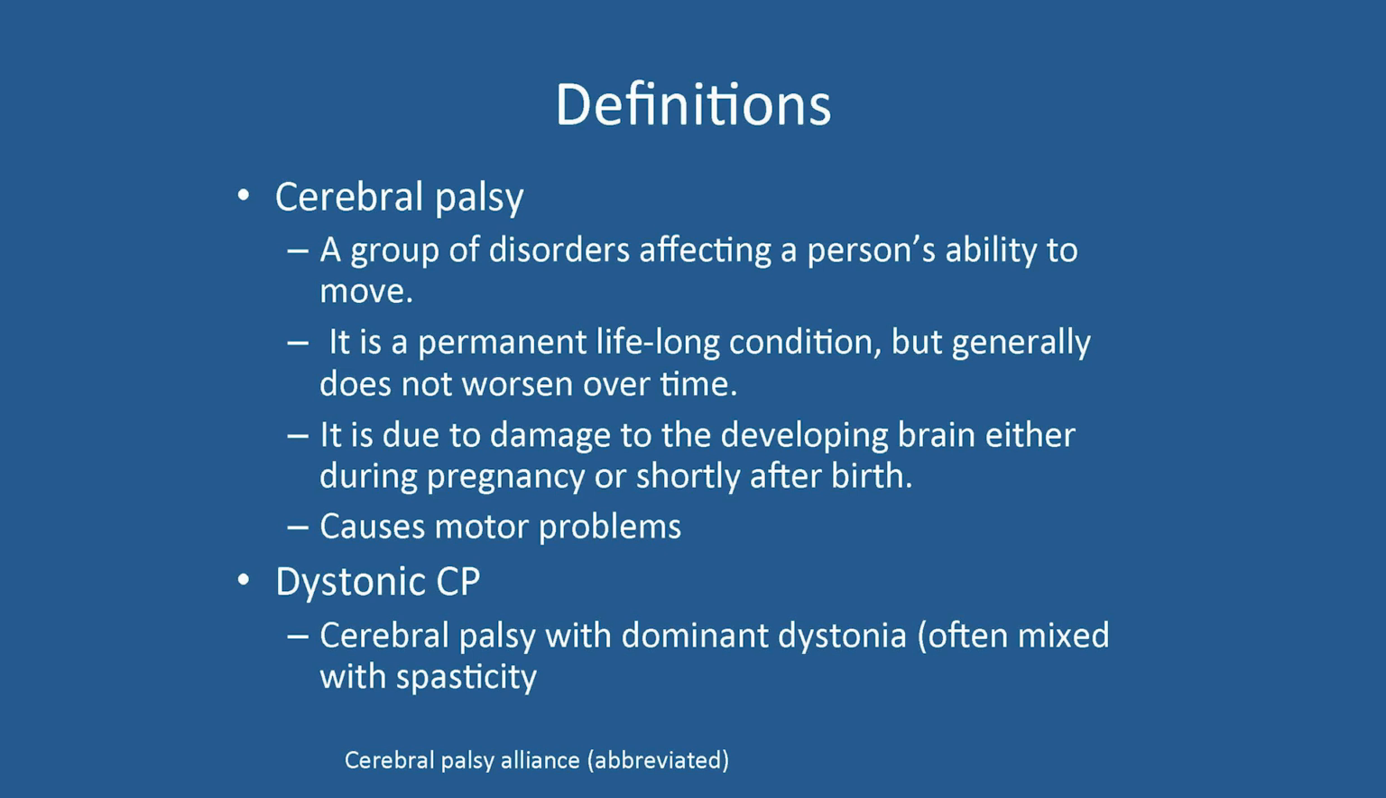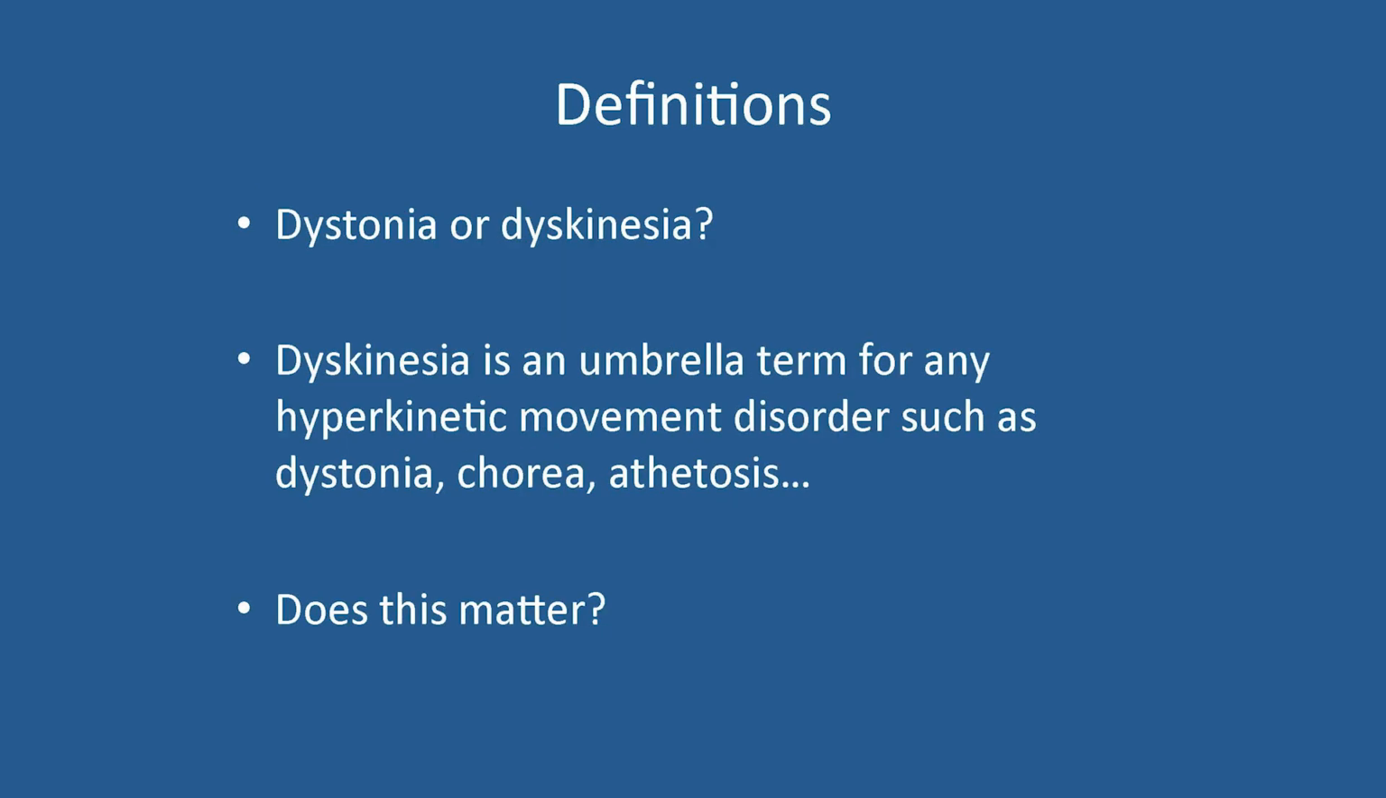What we know about CP is that it's really a syndrome. It's just a collection of patients who have a static motor syndrome due to an insult to the early brain. So we all accept that CP is a collect-all umbrella definition. And so, does it matter what word you use, dystonia or dyskinesia?